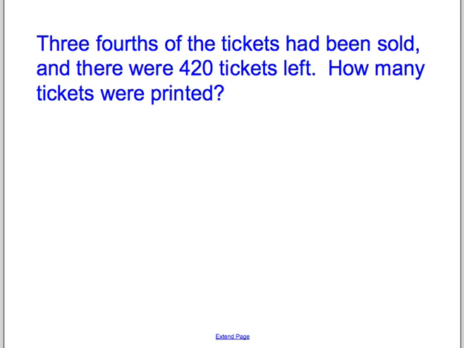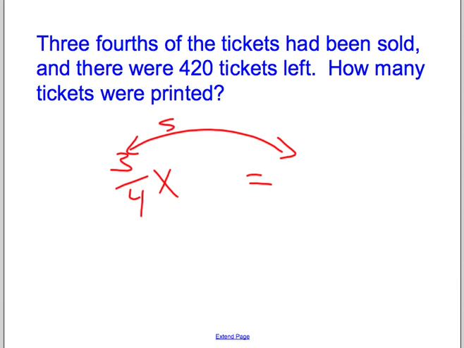3/4 of the tickets had been sold. So if I just went through here and wrote this stuff out, just because that's the fraction that started with, 3/4 of the tickets have been sold. There were 420 tickets left. How many tickets were printed? Is that amount that's printed the total? So we're looking for the total, but the problem is this 420 isn't the number that was sold, is it? So I can't put 420 in this spot without changing something.